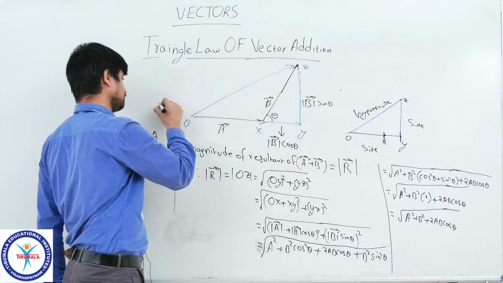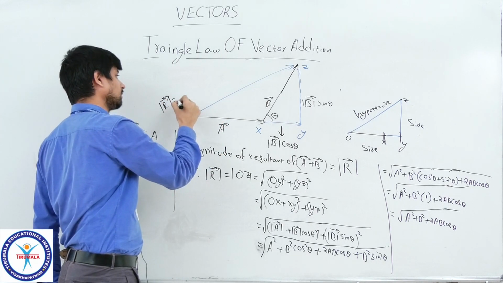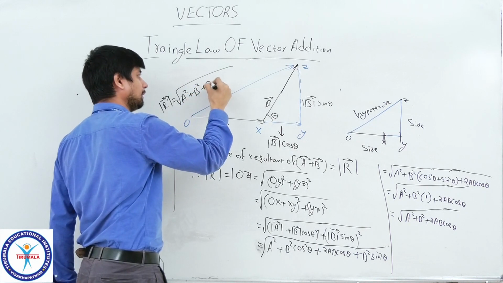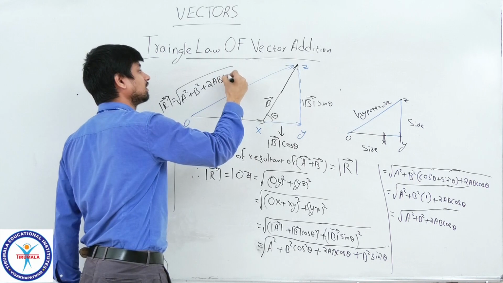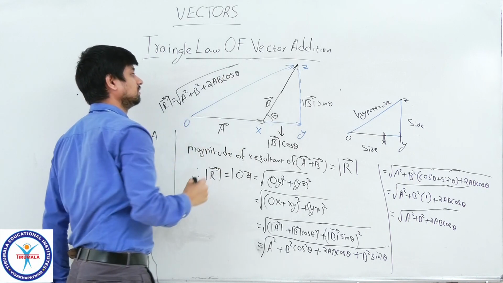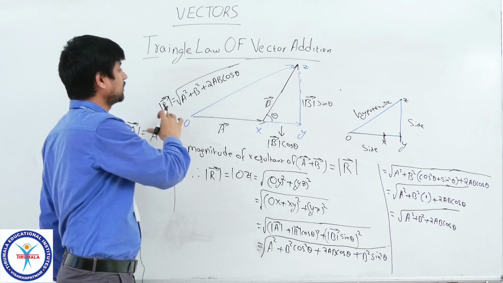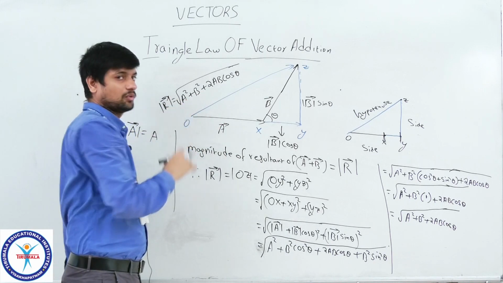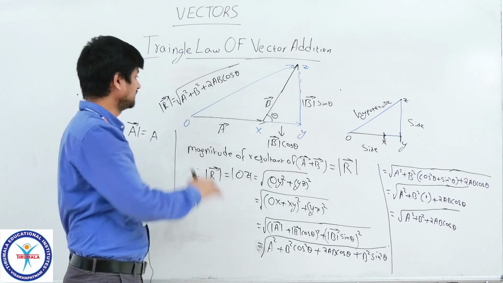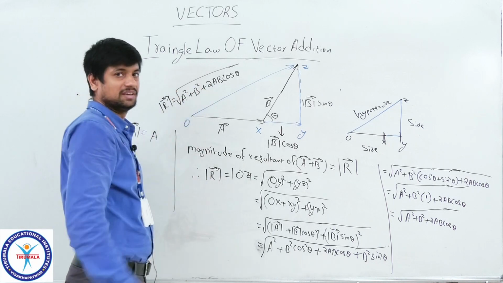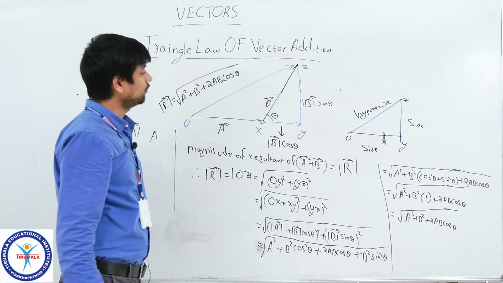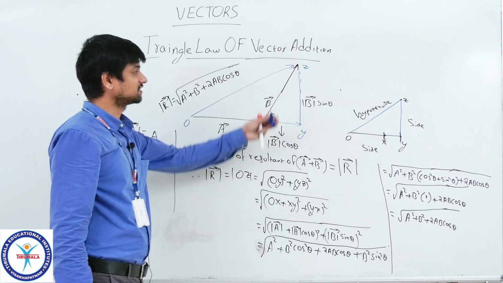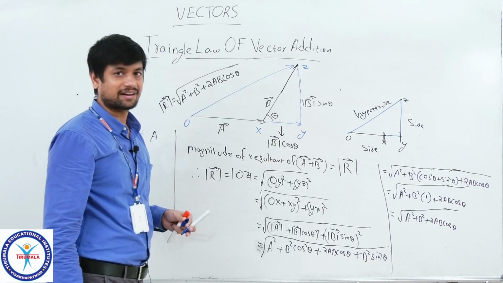So, modulus R bar equals root of A square plus B square plus 2AB cos theta. So, whenever you have two vectors, if you add, you just apply this formula, A square plus B square plus 2AB cos theta. In this way, we can calculate its magnitude. So, what did I use here? Pythagoras right angle triangle shape.